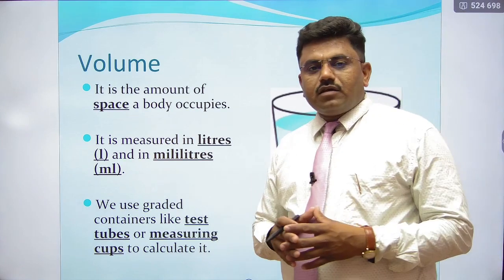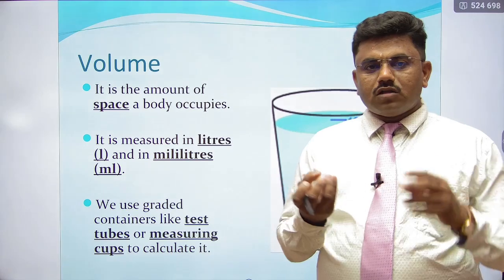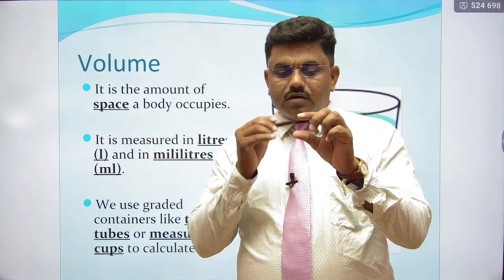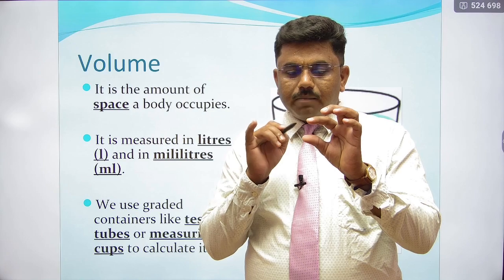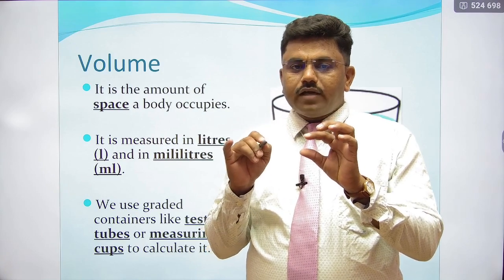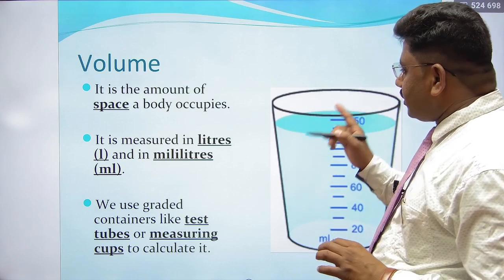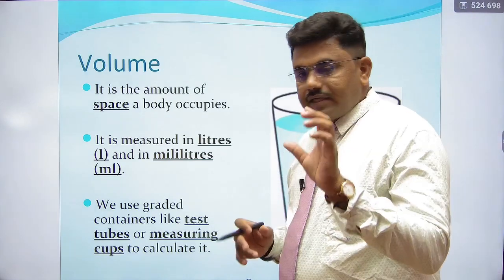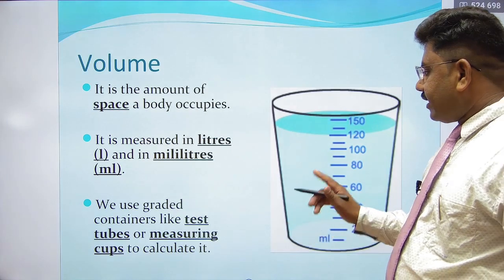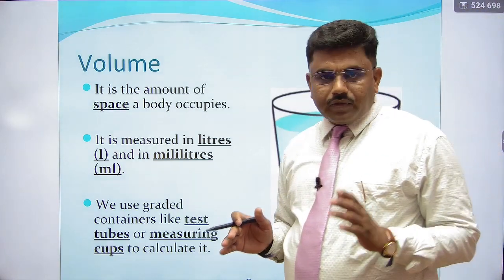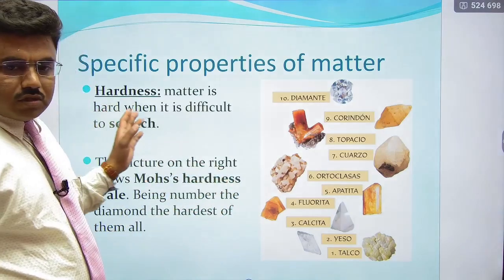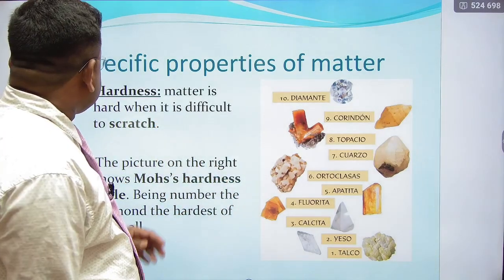We can see a measuring cap on a medicine, with markings of 5 ml, 10 ml and so on. That is the volume of the medicine. We use graded containers like test tubes or measuring caps, as I have told you. This was about volume.